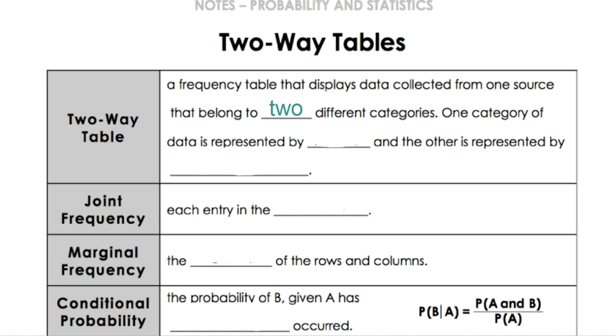When we collect that information in the two different categories, one category is represented by the rows in the table, so going across, and the other is represented by the columns, so going up and down. We'll see some examples of two-way tables in just a second.